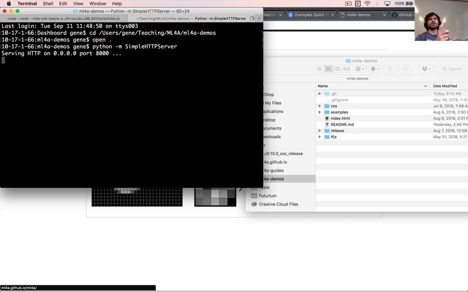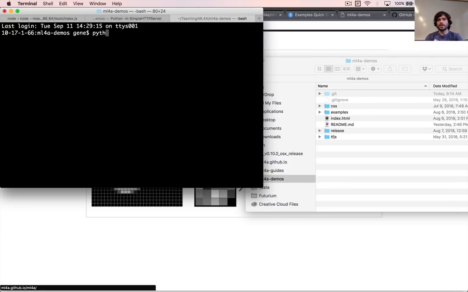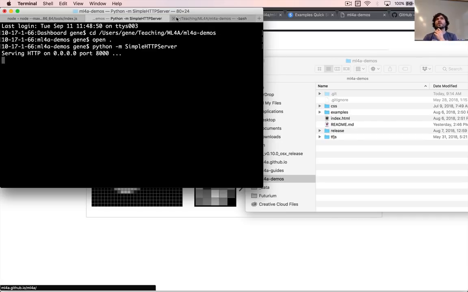Another thing is that some of the newer computers might only have Python 3, in which case the syntax is slightly different. Chris, you might know this, right? There's something like python -m http.server. Yeah. So if the first one didn't work, try doing this instead, because it's just a Python 3 thing. In any case, for me, it works this way.